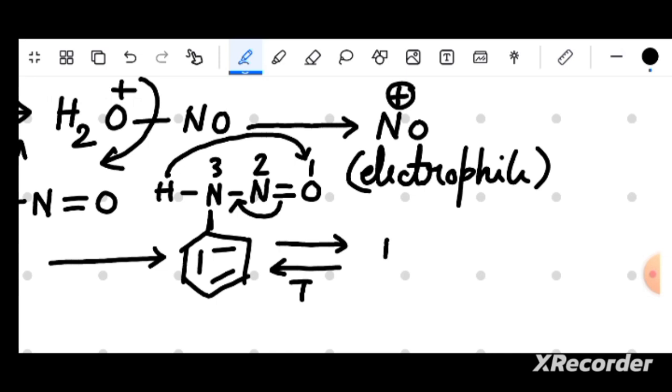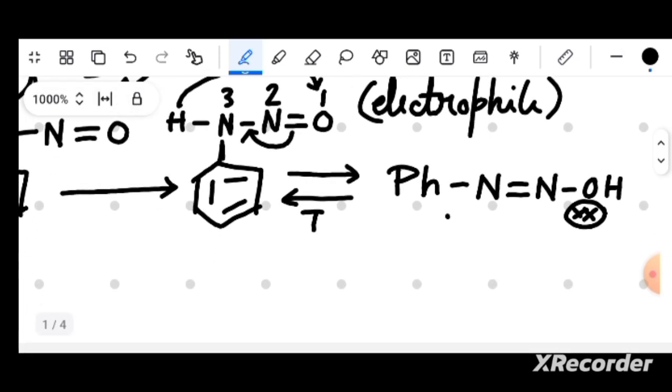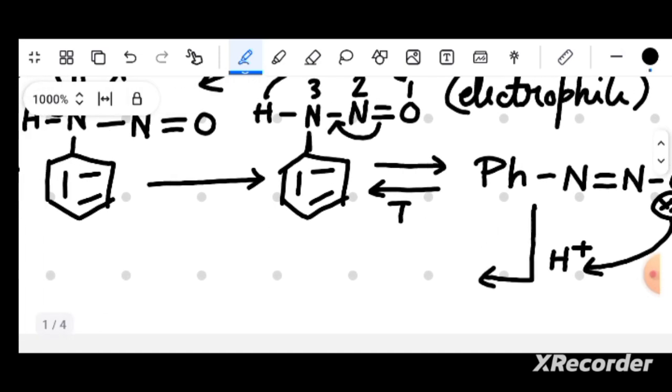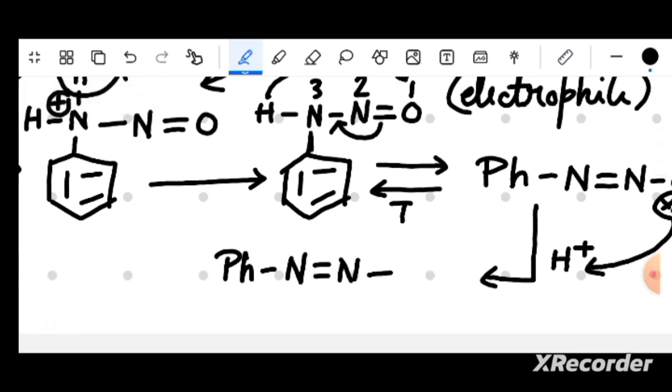To form Ph N double bond N OH. OH has lone pair here. Now the H plus that was given away earlier, it will give its lone pair to H plus and thereby form Ph N double bond N OH2. That is, another protonation will take place and H2O will go away.